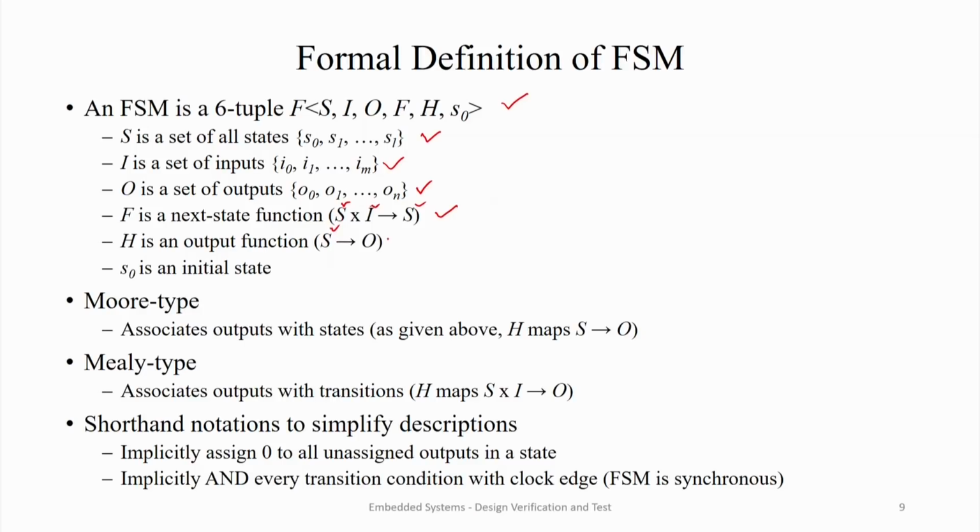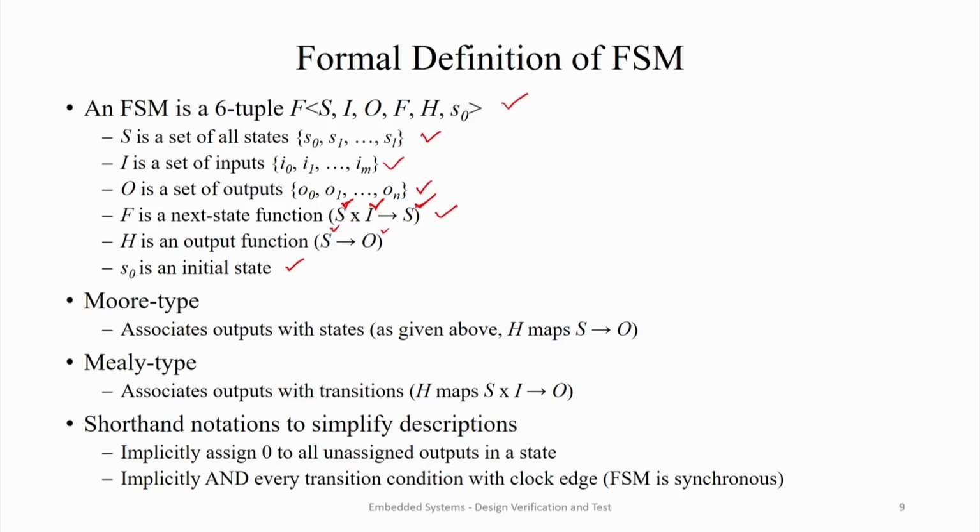From each state it generates an output. So, at each state based on certain inputs it goes to a next state, that is why it is S cross I to S. H is an output function which goes from a state to output, and S0 is the initial state.